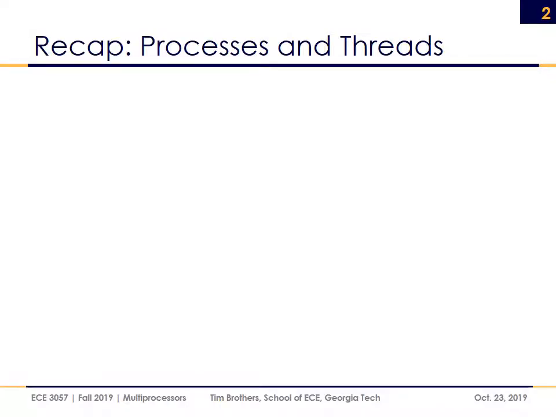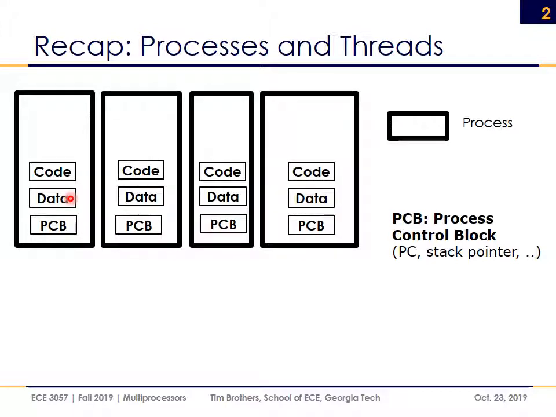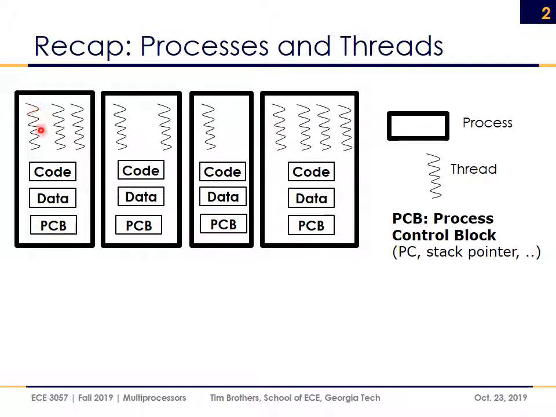So just a little bit of a recap from what we were talking about last time. We were looking at how you can have multiple processes. Each process will have unique code, data, and the process control block. There can be multiple processes on a single system, and each process can have multiple threads.